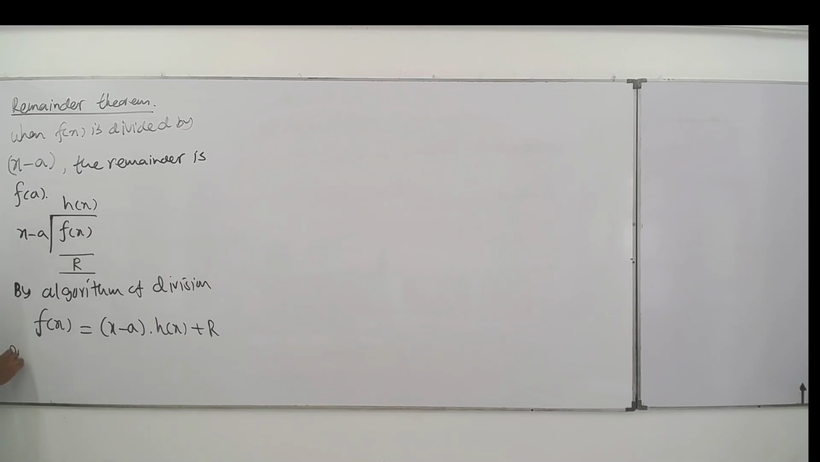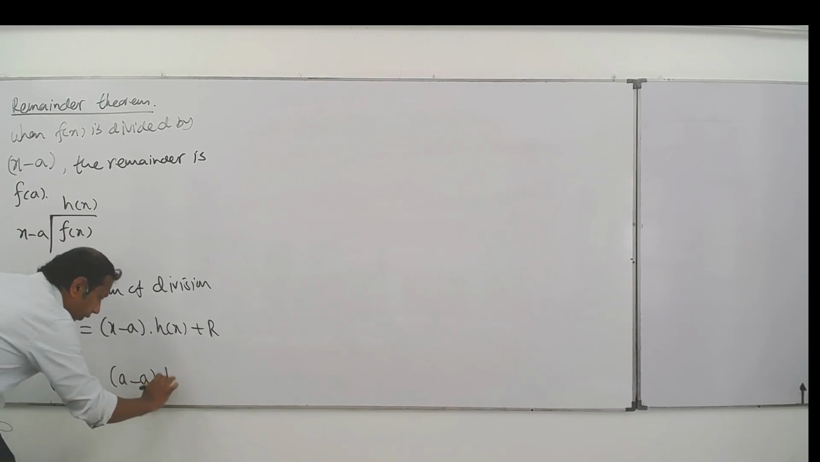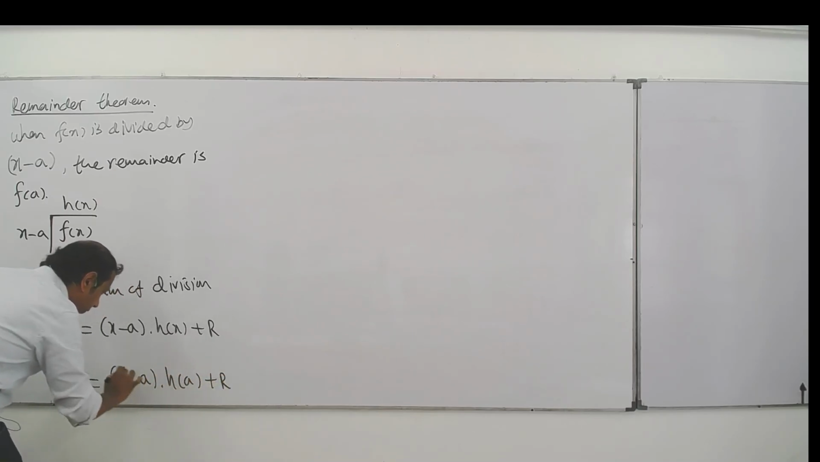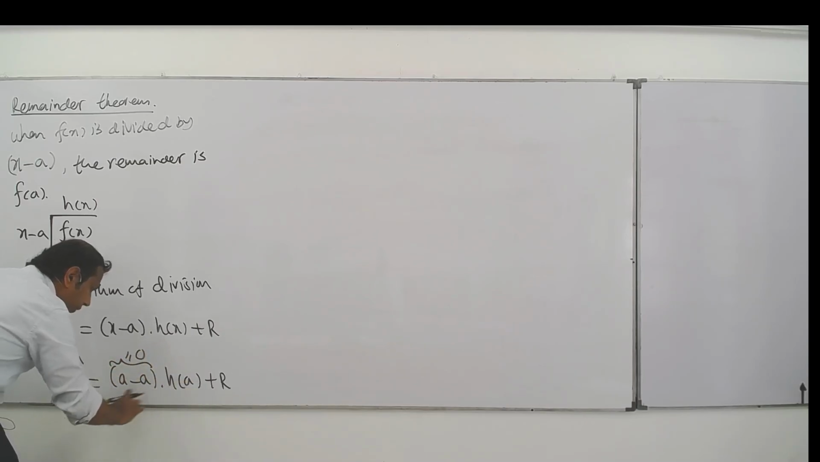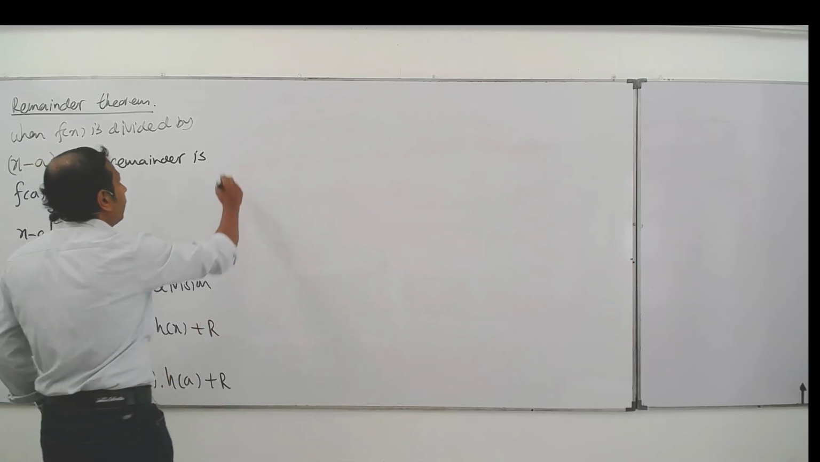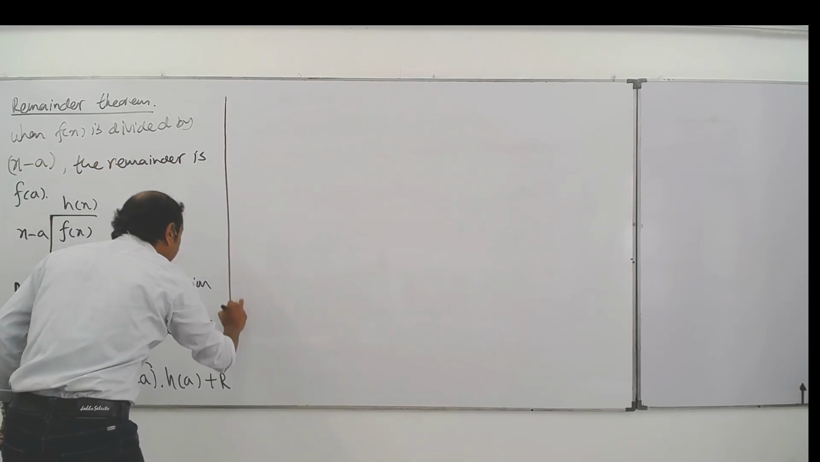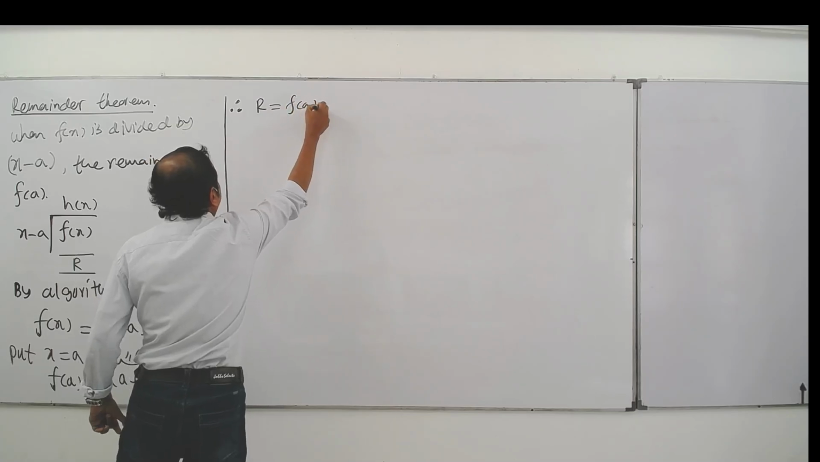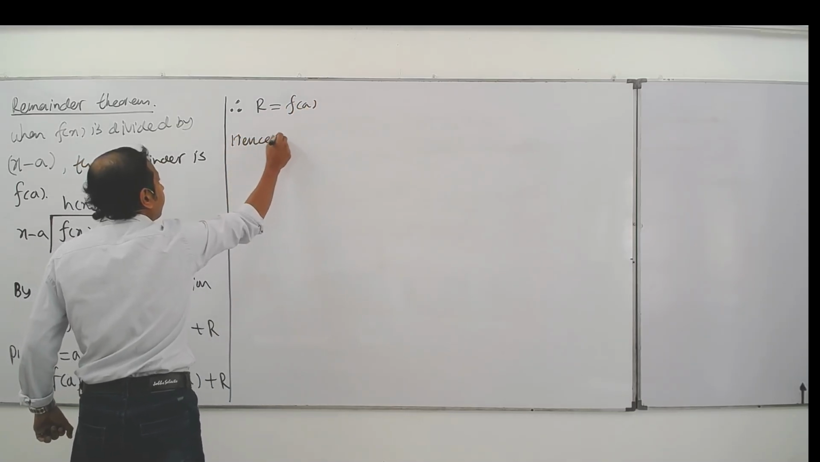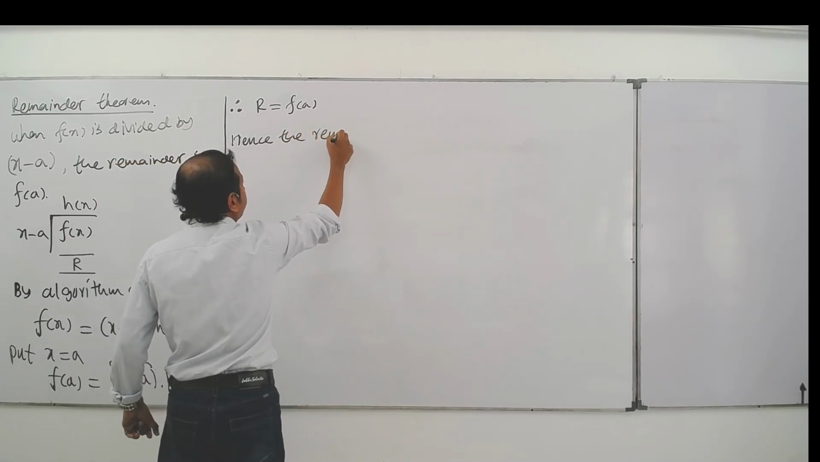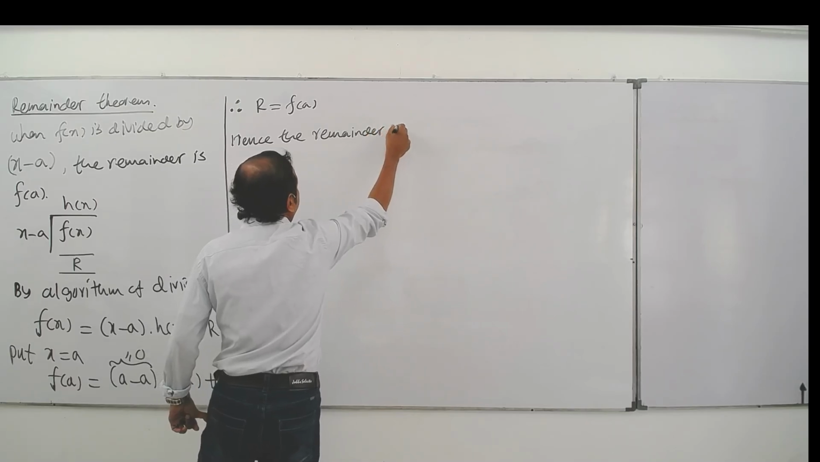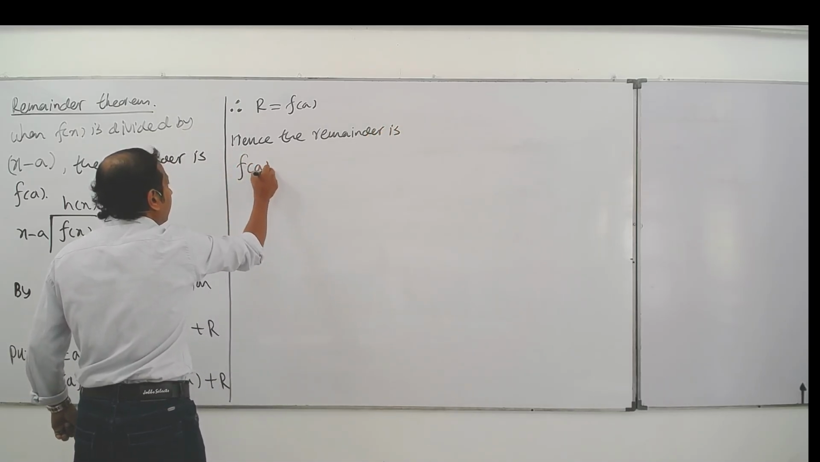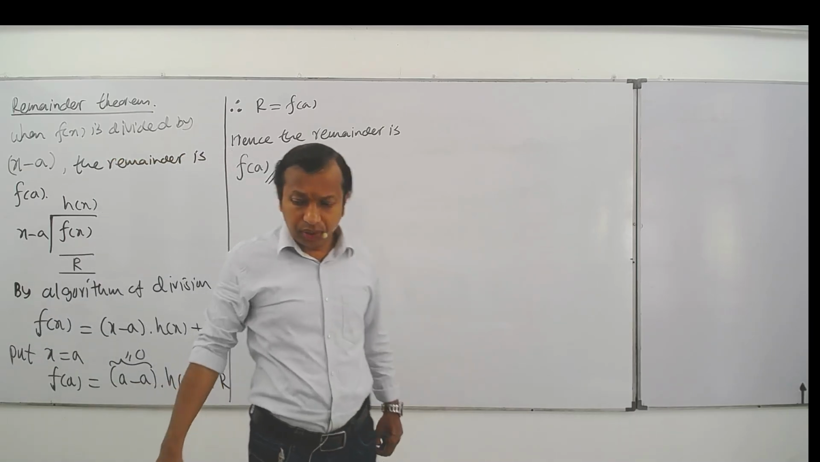So now put x equals a. Then here we get f(a) equals (a minus a) h(a) plus r. We know a minus a is 0, then the product will be 0. Therefore, r equals f(a). Hence, the remainder is f(a).